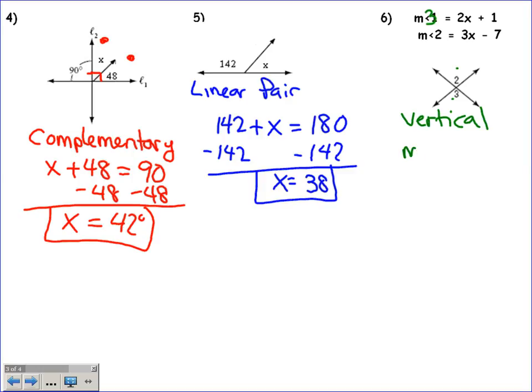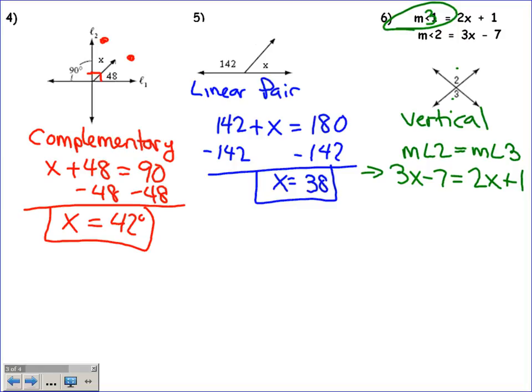Okay, we know that the measure of angle 2 equals the measure of angle 3. Substitute something for the measure of angle 2. What do I know the measure of angle 2 equals? 3x minus 7. Perfect. What's the measure of angle 3 equal to? 2x plus 1. So all we need to do is write this equation down. We need to realize that relationship. And I'm sorry, there was an error at the top here. It needed to be a 3 in order for this to even work.